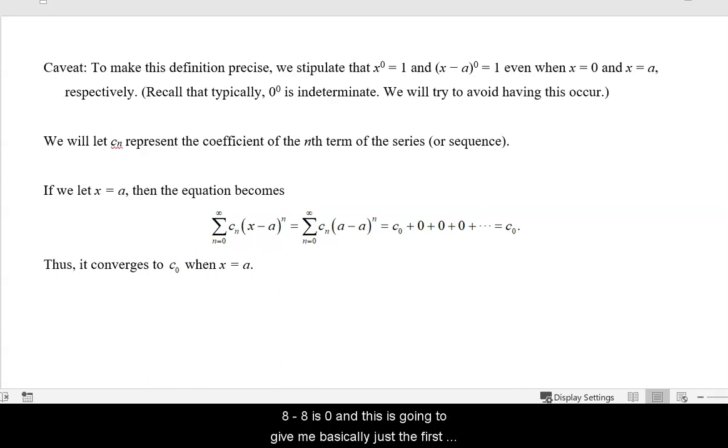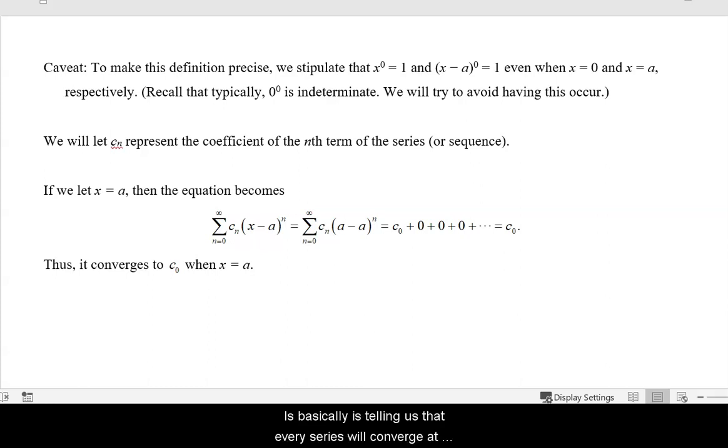A minus a is 0, and this is going to give me basically just the first term, c sub 0 plus 0 plus 0 plus 0, because I've defined this here, (x minus a) to the 0, to be 1, even though it is actually a form of the indeterminate 0 to the 0. In other words, this formula for the power series will converge to a finite number given by the initial coefficient c sub 0 if the variable x is equal to its center.